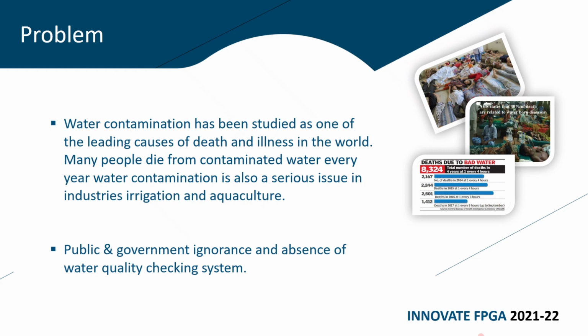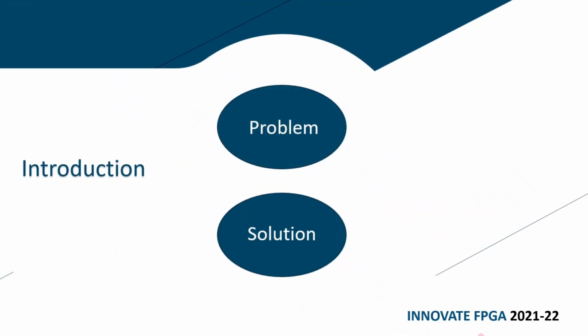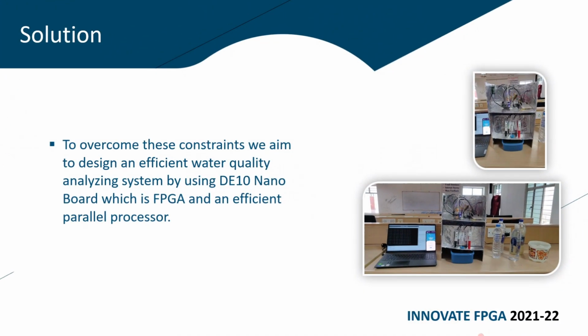Traditionally, water quality detection is done manually when water samples are taken and sent to the laboratory, but this process requires a lot of time, cost, and human resources. Here we come up with an efficient solution to design a water quality analyzing system by using D10 nanoboard, which is FPGA, an efficient parallel processor.